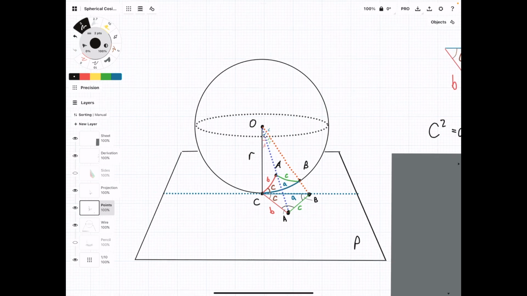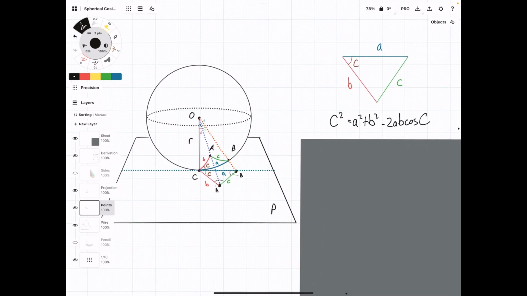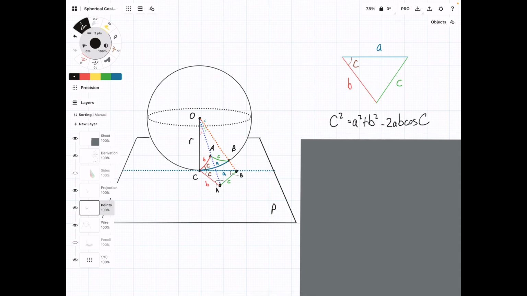I have a little big rectangle here, so I can block out all the different steps. But what we're going to do, the goal of this for right now, is to find this length C. So when we draw out the triangle that's on the plane, this is what it's going to look like.